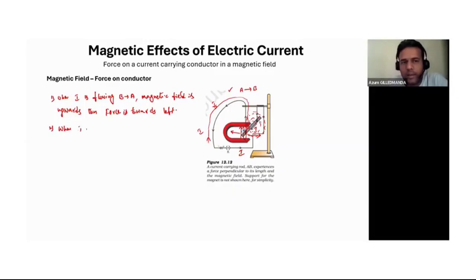Similarly, when we reverse it, right? When I is from B to A, right? When the electric current is not from B to A, right? So in this scenario, it is from A to B. When we reverse the battery terminals, it is from A to B. So when the current is from A to B and the magnetic field, we haven't changed. So the magnetic field is upwards, then what is happening? The force is towards right.